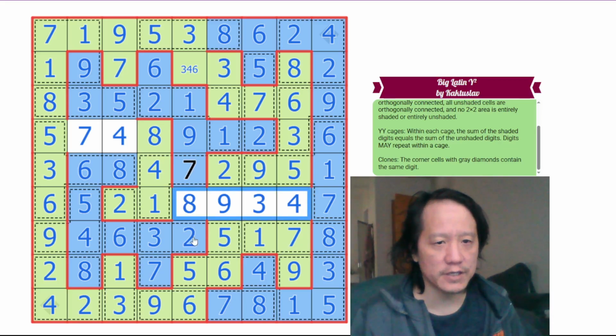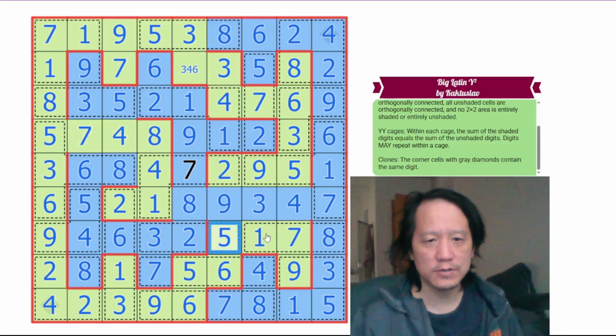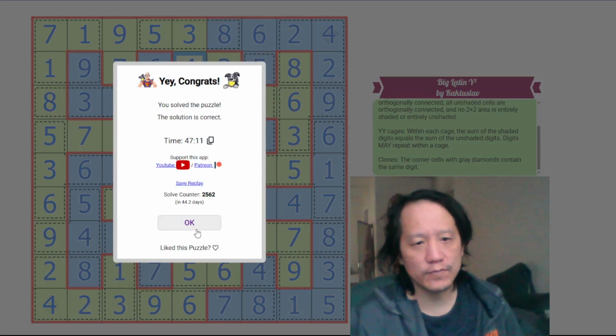The blue has to connect. And it can only connect through here. And then the green has to connect. So the green has to connect through here. And that's the shading. Oops, that's not right. And that should be it. So this is 4. Yep.